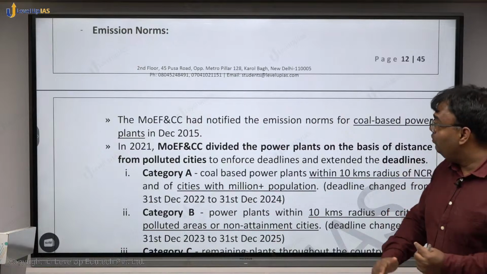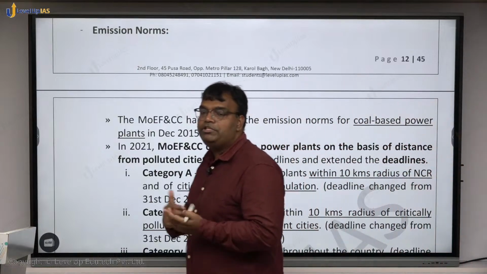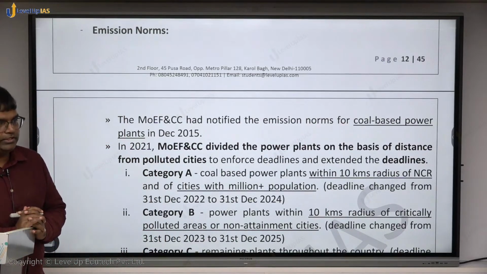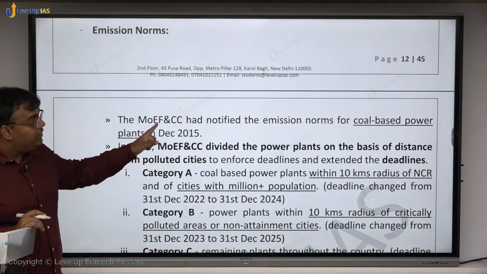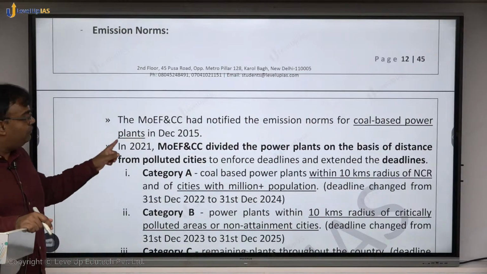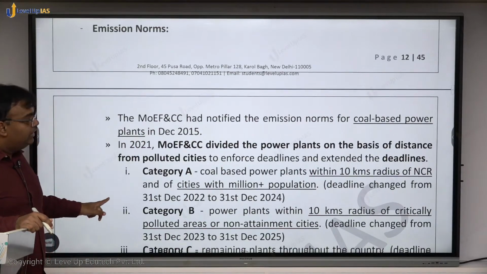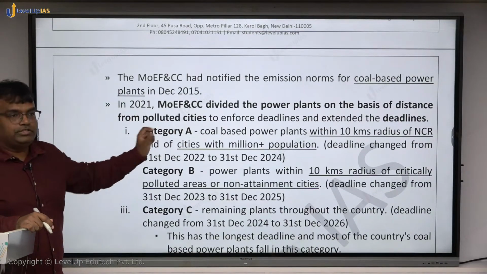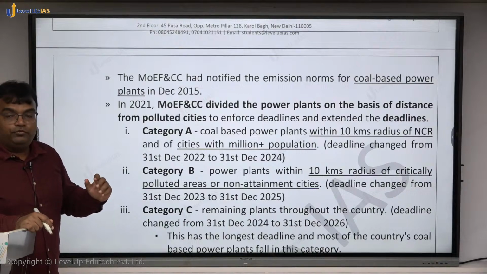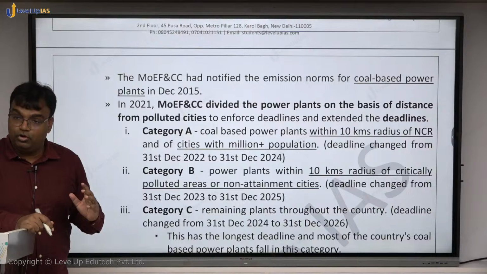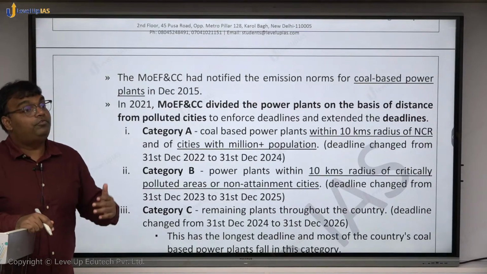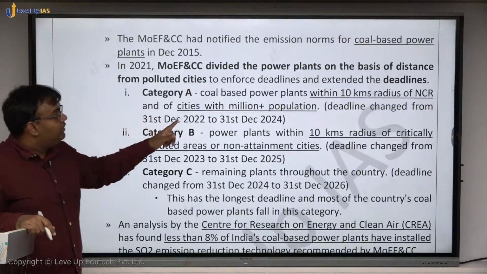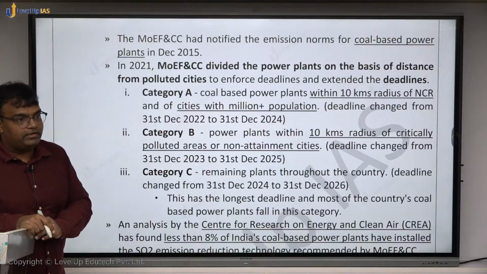Now emission norms. When we are talking about emission norms, one of the major pollutants coming from coal is sulfur dioxide, and the Ministry of Environment, Forest and Climate Change had notified emission norms for coal-based power plants way back in December 2015, but in 2021 the Ministry divided the power plants on the basis of distance from polluted cities. If you are very close to polluted cities, आपको emission norms पहले fulfill करने पड़ेंगे, and if you are further from polluted cities, you can have some relaxation. Accordingly, this is category A: coal-based power plants within 10 kilometers of NCR.